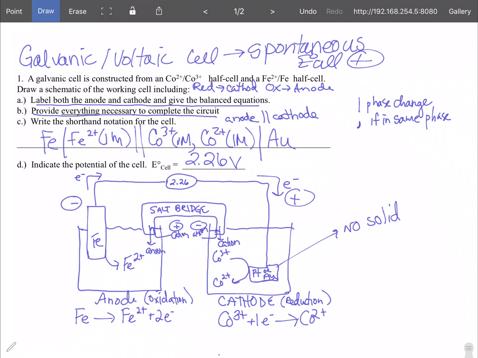At this point in time, we've completed the circuit. It's a little busy and detailed, but the trick is to make sure that you've got all the pieces as part of the exercise.